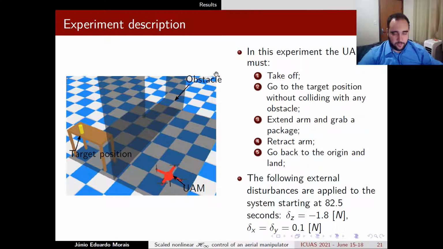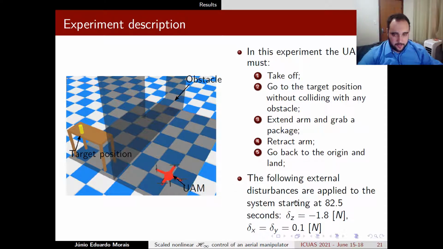In order to verify the performance of the proposed control law, we design an experiment in which the UAM must take off, go to an intermediate position without colliding with the obstacle shown in gray here, go to a target position and extend the arm touching the yellow cylinder shown here, hover for a few seconds, retract the arm, and go back to the starting position and land.